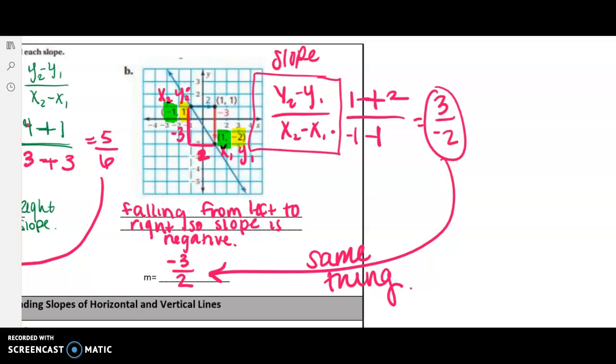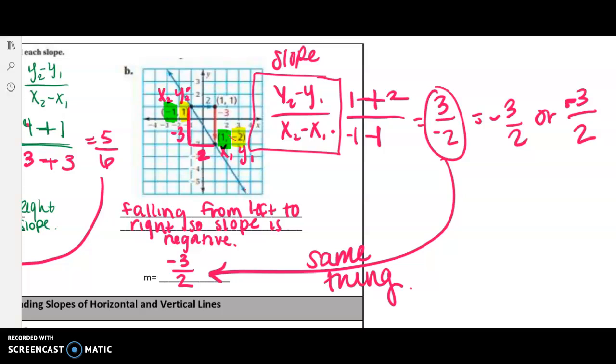And so 1 minus negative 2 is our y. So 1 minus negative 2 gave me positive 3. And negative 1 minus 1 gives me a negative 2. So my slope is 3 over negative 2, which can be written as negative 3 over 2, or negative 3 on top and then 2 on bottom. All of those 3 ways are the exact same.